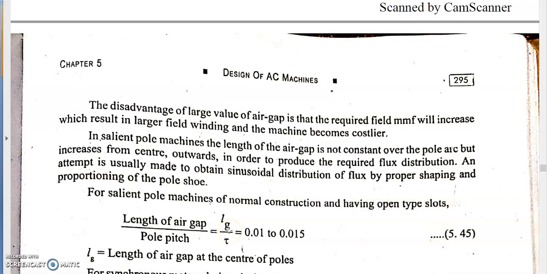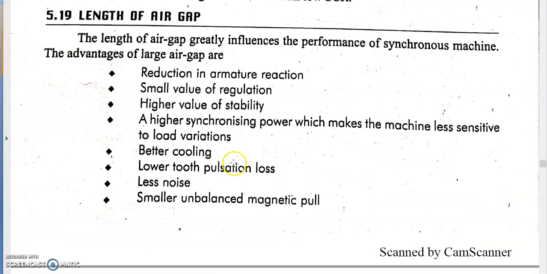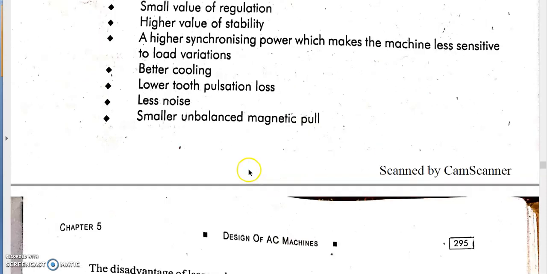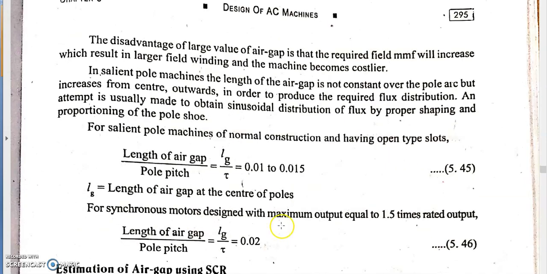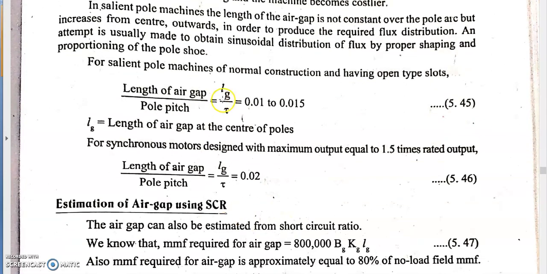So the drawback of a larger value of air gap length is, if the length of air gap is more, then it will draw more field current from the supply, so that will increase the losses, as well as it will result in the machine becoming costlier. Okay, so more field current will be drawn from the source. So then this length of the air gap can be found out by two methods. One is to have the relationship between length of the air gap to tau, so that is Lg by tau ratio, or estimation through SCR, that is short circuit ratio.